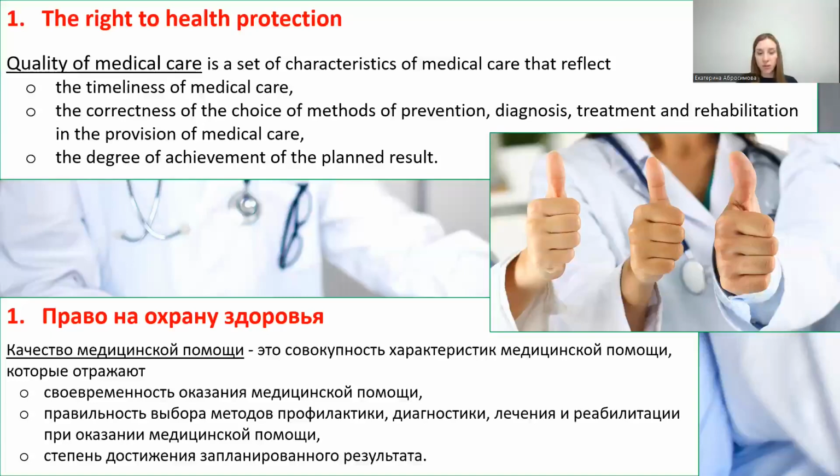The degree of achievement of the planned result is the result of providing medical care to a particular patient, taking into account not only the order and standards of medical care, but also the personal characteristics of the patient. And taking into account the timeliness of medical care and the correctness of the choice of the method, one can count on the degree of achievement of the planned results, provided that the patient follows the physician's recommendation, if there is no fault of the patient in not achieving the planned result.